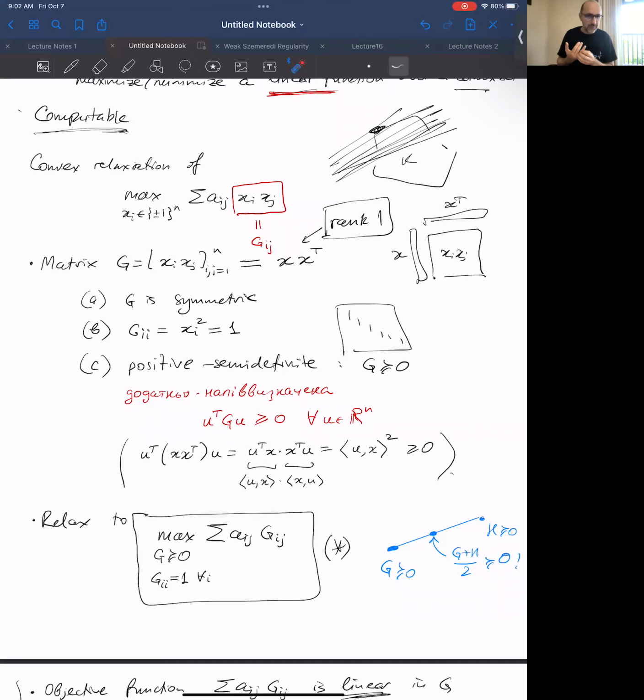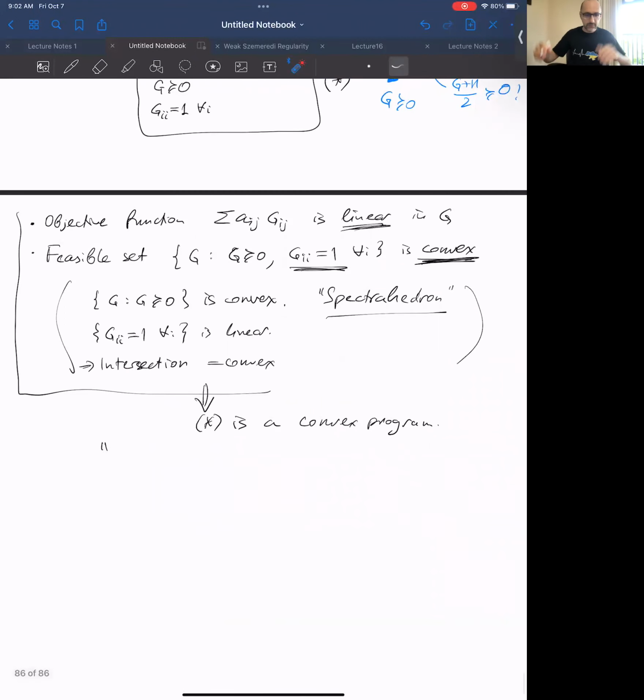There are ways to convexify that constraint, and people do that all the time. You may impose some kind of low rank restriction, relax around low rank. It's a very active area of research, and we will not do that. We actually do not need that at this point, because even by ignoring this fact, we will still be able to get a good approximation.